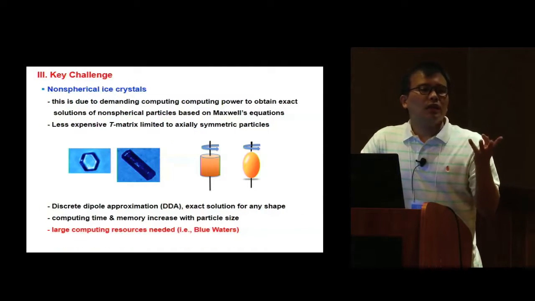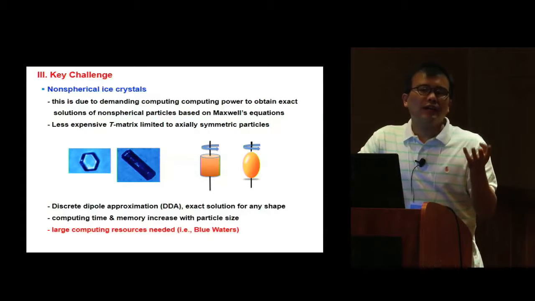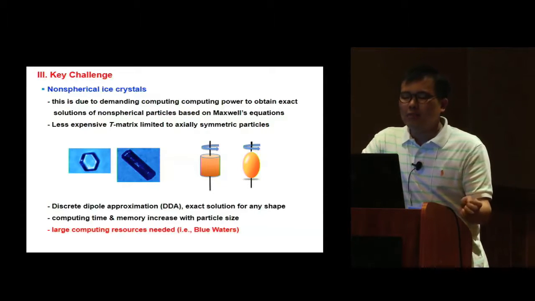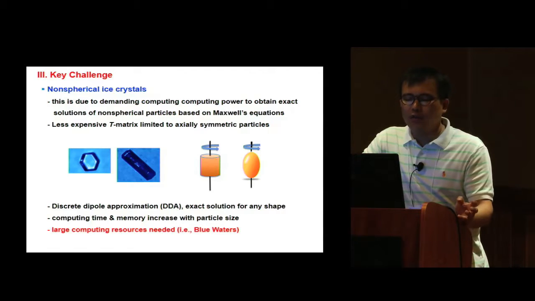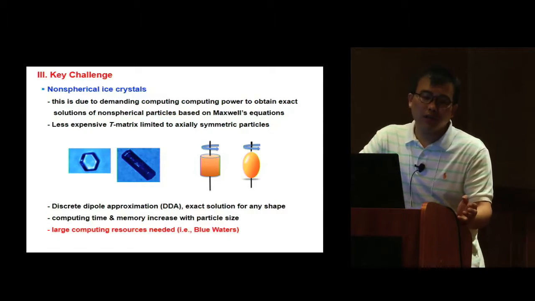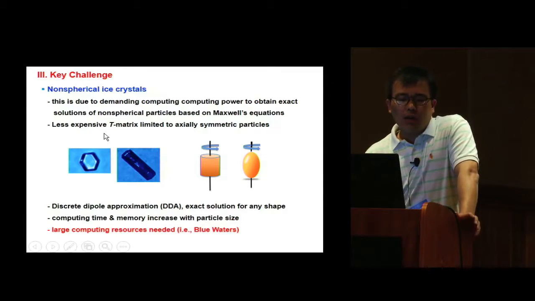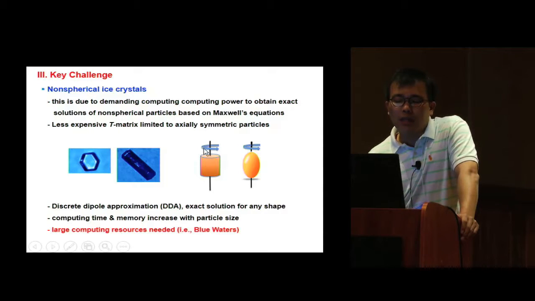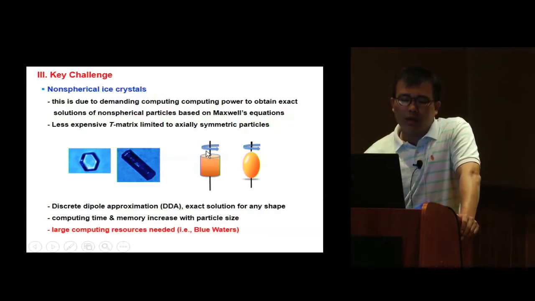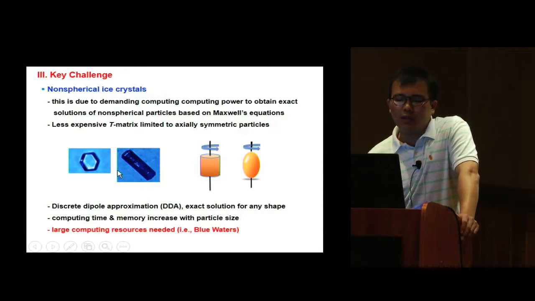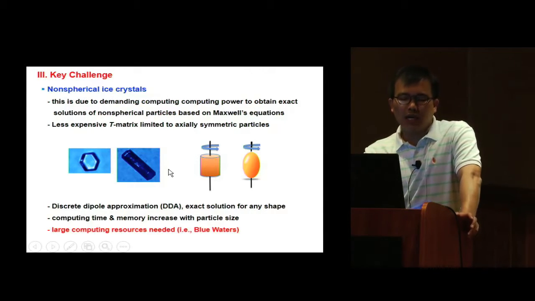This is because when we try to find the exact solution of the Maxwell equations for non-spherical particles, it requires lots of computing resources. The less expensive T-matrix method is limited only to axially symmetric particles. But these hexagonal shapes have a 6-fold symmetry, so T-matrix cannot calculate scattering properties of these hexagonal ice crystals.